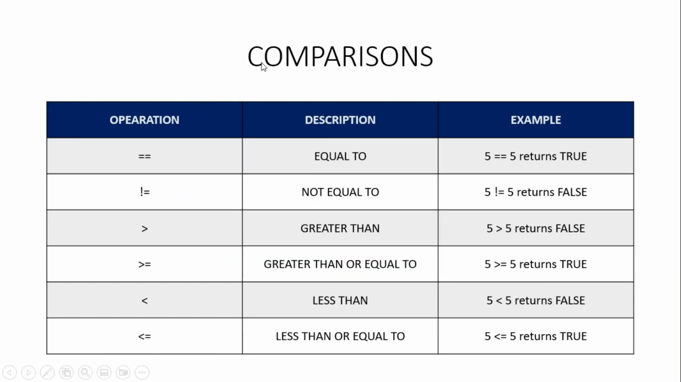Let's come to comparisons. So these are all Boolean operations. The first operation is equal to. This is an equality check. A single equal to is an assignment, but when you use this symbol double equal to, it's an equality check. So 5 double equal to 5 doesn't mean that I'm assigning this to this. I'm just checking, are these two numbers equal or not. Since these two numbers are equal, this will return true. However, if I do 5 double equal to 4, it should return false. Why? Because 5 is not equal to 4.